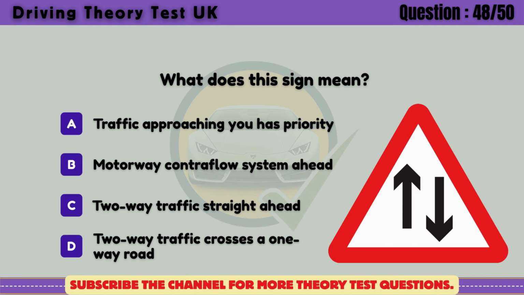Option A. Traffic approaching you has priority. B. Motorway contraflow system ahead. C. Two-way traffic straight ahead. D. Two-way traffic crosses a one-way road. Answer is C. Two-way traffic straight ahead.